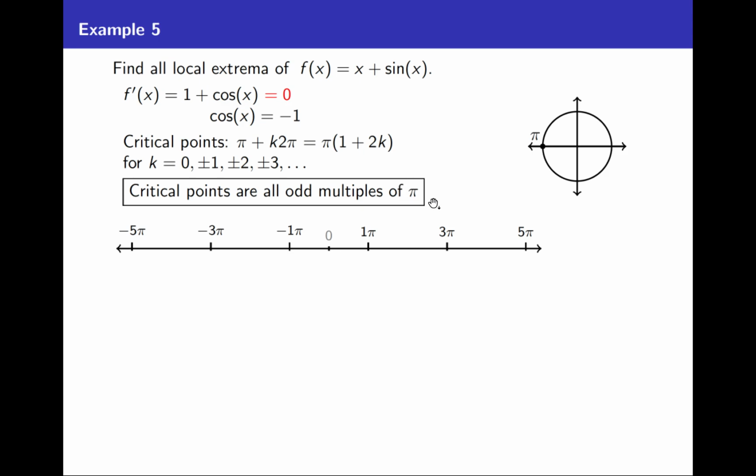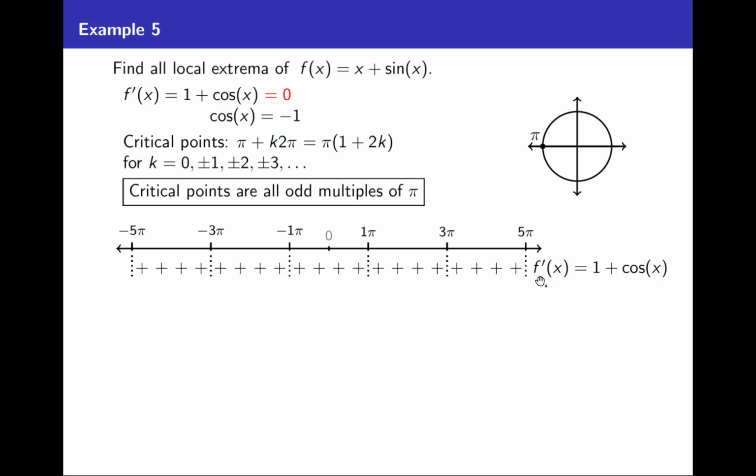So infinitely many critical points, so we're going to plot them all on the number line, all of the odd multiples of pi, 1 pi, 3 pi, 5 pi, negative 1 pi, negative 3 pi, negative 5 pi, and so on. And we want to look at the sign of the derivative at each of those critical points and see how it changes sign. So the first derivative test can tell us whether we have a local maximum or local minimum at each of these critical points.